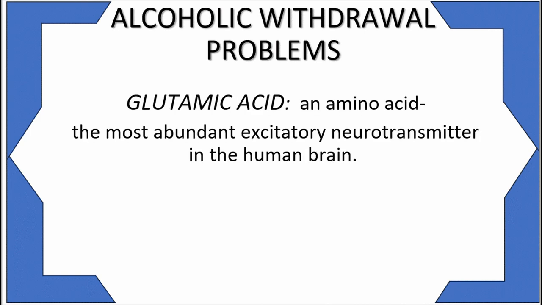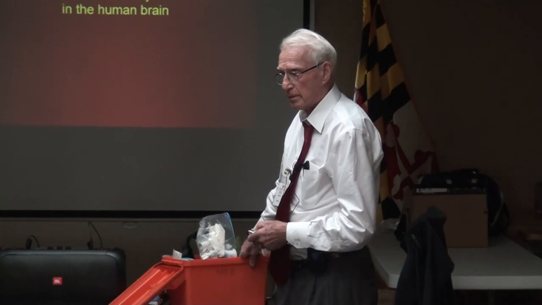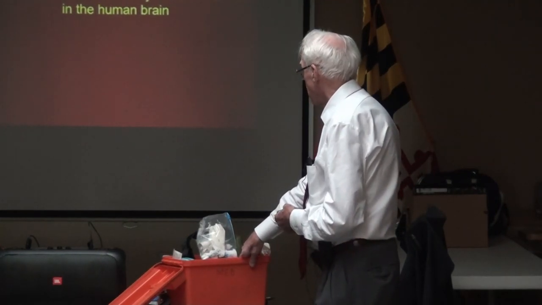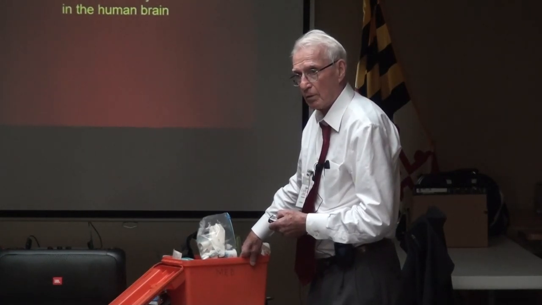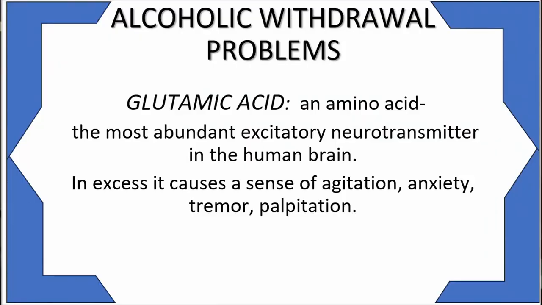There's an amino acid called glutamic acid, and you know all proteins in your body are made of amino acids. There are 20 of them used by the human being, and 11 of them are non-essential, that is, you make your own, and 9 of them are essential, meaning you have to get them from the food you eat and what you drink or vitamins you take. So all proteins are made of amino acids, and this particular one, glutamic acid, accumulates in certain areas of the brain when you drink alcohol a lot. And it is the most abundant excitatory neurotransmitter known to the human body. And when it's in excess, it produces agitation, anxiety, tremor, and palpitation.